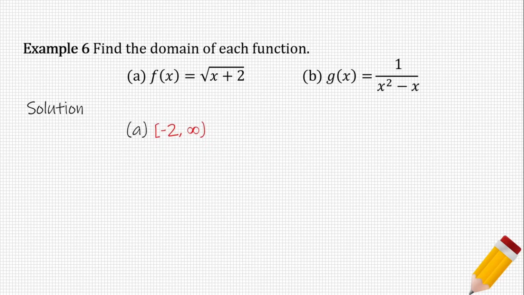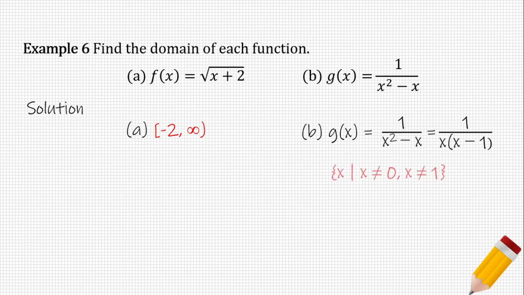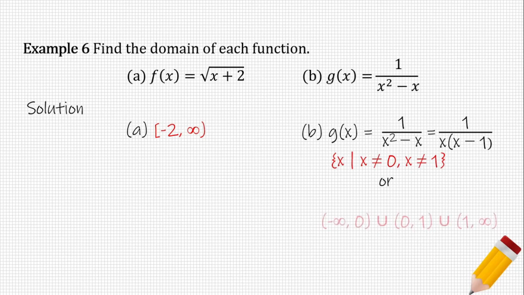For B. Since g of x is equal to 1 divided by x squared minus x, which is equal to 1 divided by the product of x and x minus 1, and division by 0 is not allowed, we see that g of x is not defined when x is equal to 0 or x is equal to 1. Thus the domain of g is the set of x such that x is not equal to 0 and 1, which could also be written in interval notation as.